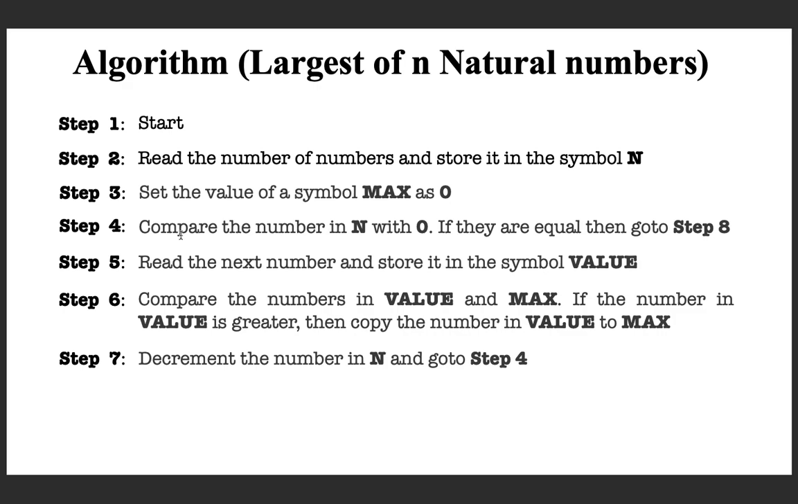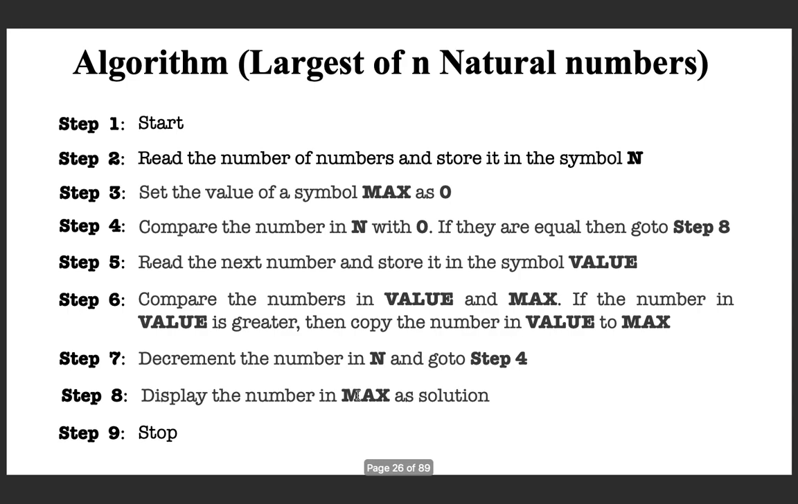Read the next number, compare, then repeat the same. Finally, you will come to the condition where the remaining number of numbers to be processed becomes 0. They become equal, and hence you come to step number 8, where you can display the number that you found in max as your solution. So that's the algorithm. I hope you are getting me.